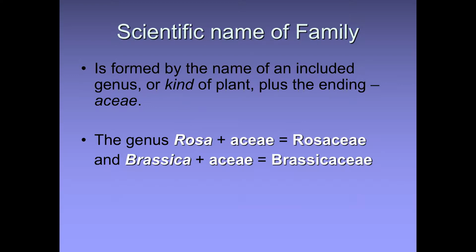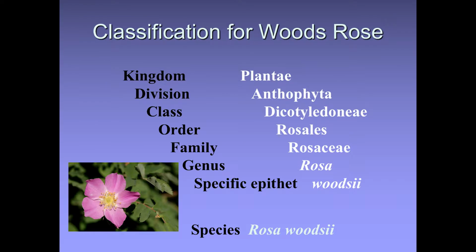Now the scientific name of a plant, of a family. Families always end in -aceae, and it comes from adding that ending to a genus name, like Rosa or Brassica, and coming up with the merged names Rosaceae and Brassicaceae. So that's where a family name comes from. But the entire classification for something, for example, the woods rose here: kingdom Plantae, division Anthophyta, class Dicotyledoneae, order Rosales, the family Rosaceae, and then we have the genus, and genus and species names are usually written in italics. It's taken me a while to get the Taos News to do that. The specific epithet is woodsii. The species name is those two combined. So Rosa woodsii, easily called woods rose as its common name.